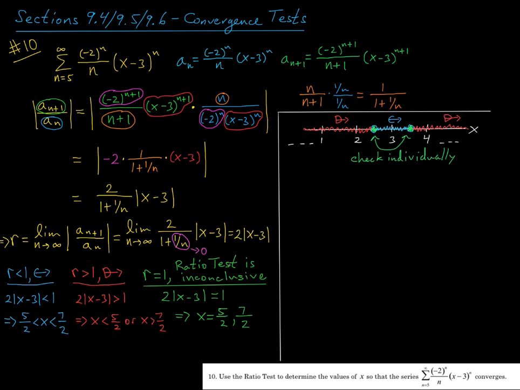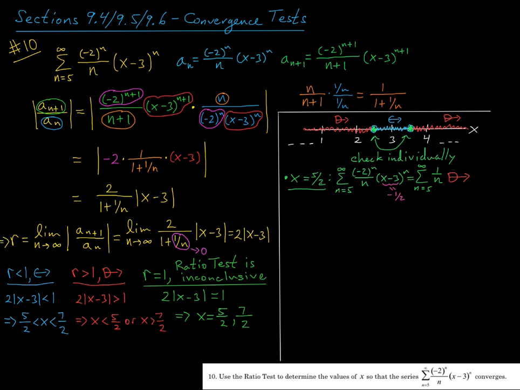And then the last scenario, this is where r is equal to 1, and the ratio test there is inconclusive. Okay, it does not tell us that for these particular values of x, 5 halves and 7 halves, whether or not this series converges. Okay, so I note here we have to check these values of x individually. So we can go ahead and do that here.